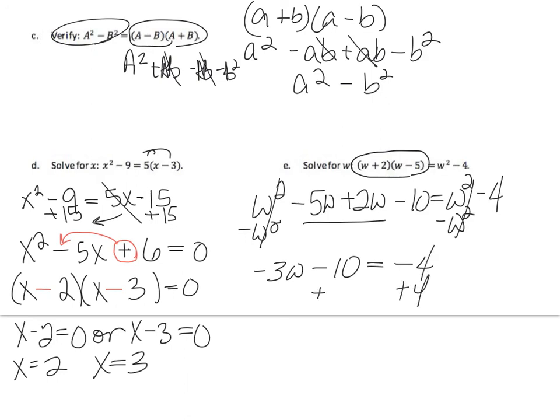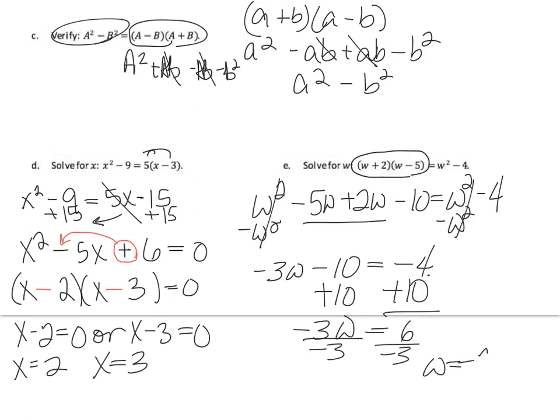Add 4 to both sides. Oh no. Sorry, we don't want to do that. Let's add 10 to both sides. I get 6 equals negative 3w. Divide by negative 3. W equals negative 2.